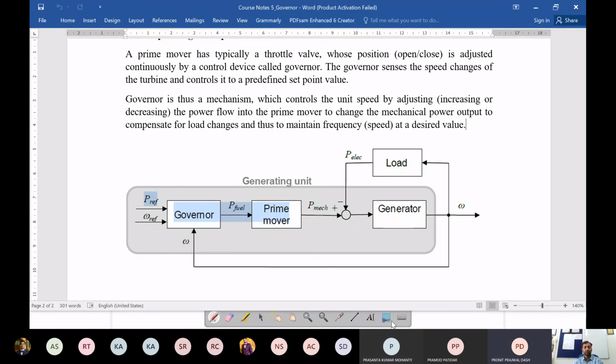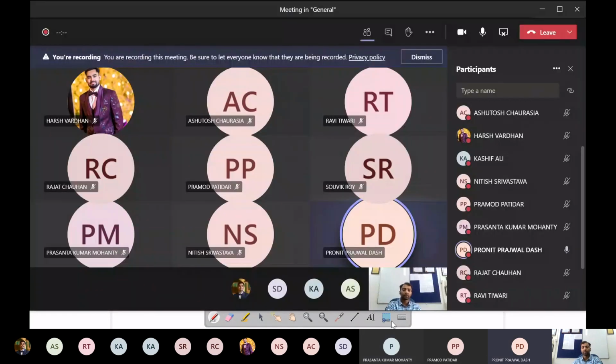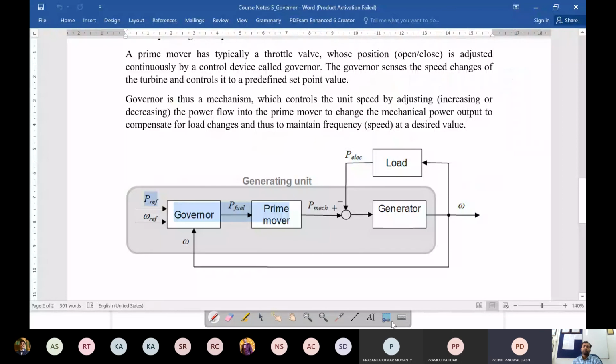Yes, Pranit. Sir, the video you showed earlier, where was the governor in that? Governor is basically a control thing, a control algorithm, you can say. It's basically a controller. It's not a mechanical thing as such. It's basically a computer program these days. We'll look at that as we go ahead in the next class.